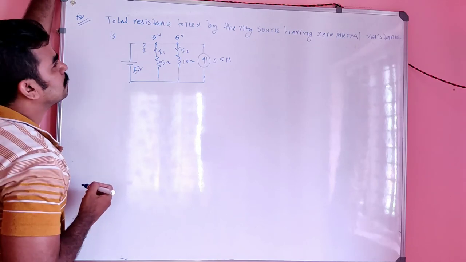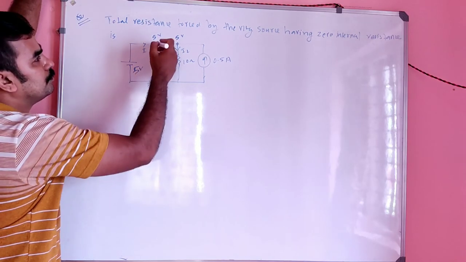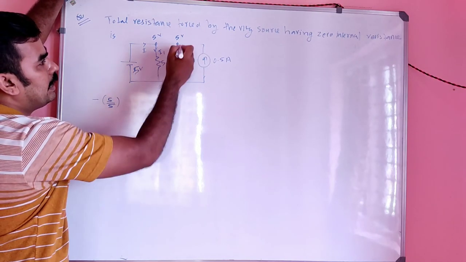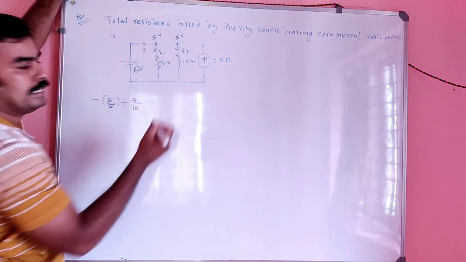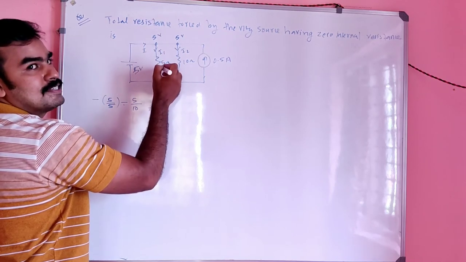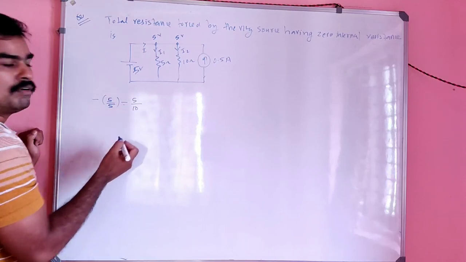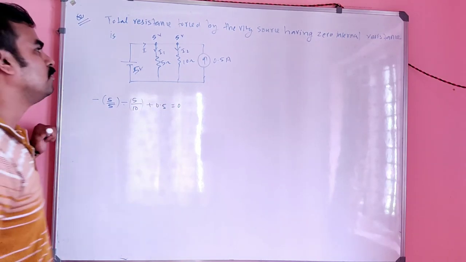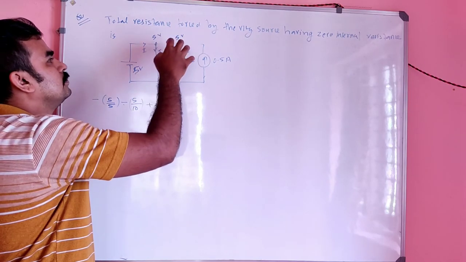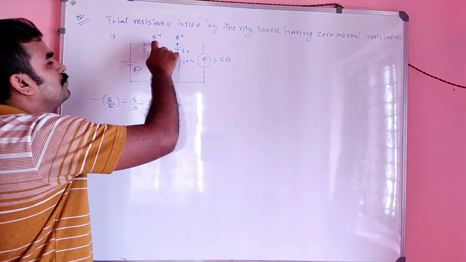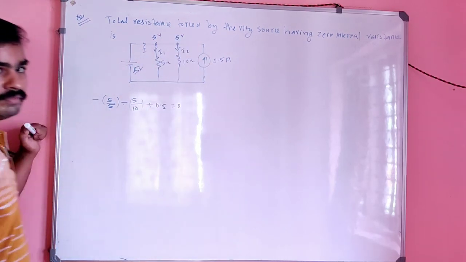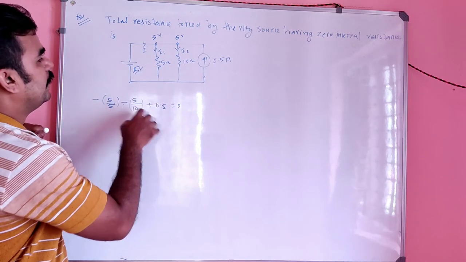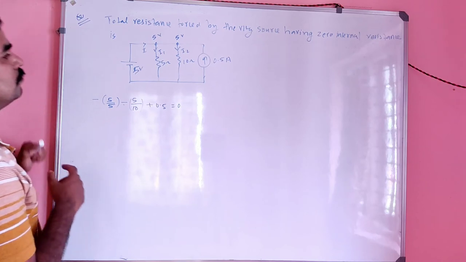So, what will that be? It will be 5 divided by 5, that is an outgoing current, again 5 by 5, an outgoing current, minus 5 by 10. I1 is nothing but voltage divided by resistance, I is equal to V by R. Simply apply KCL at this junction: outgoing current 1, outgoing current 2, and incoming current 1. So it will be 5 by 10 plus 5 by 5 equal to 0.